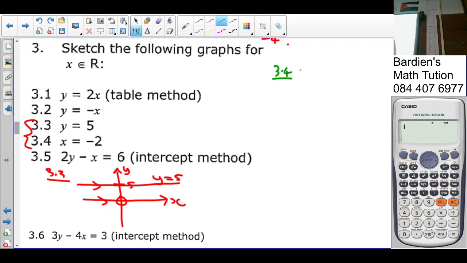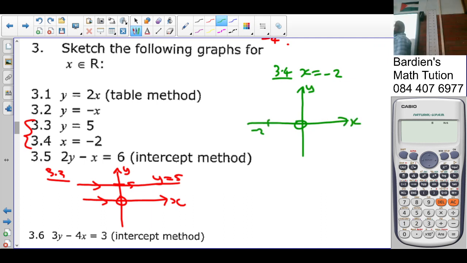3.4, x is equal to -2. So -2 is on the other side of the y-axis. And so by approximation, this line will go through like that, through that point. Okay? And that will be x is equal to -2. This will be parallel to your y-axis, or it will be perpendicular to the x-axis. As we know, that line is also perpendicular.